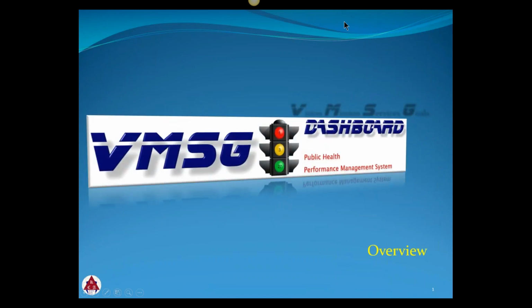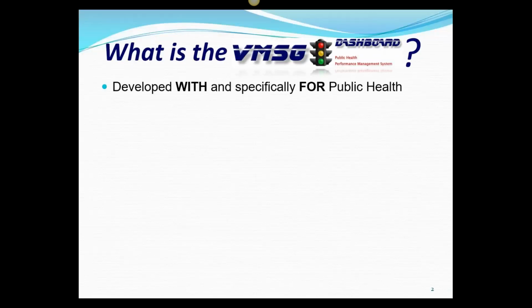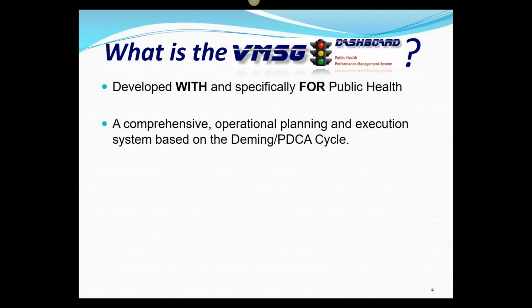Okay, as you know, we're going to be talking about the VMSG dashboard today, and one of the key elements, I think, is the fact that this system was created specifically for the needs of public health. And it was created as an operational planning and execution system. We define operational planning as being able to take any of your plans all the way down to the specific activities to be executed in a specific time frame by a specific group of people, measured in a specific way.